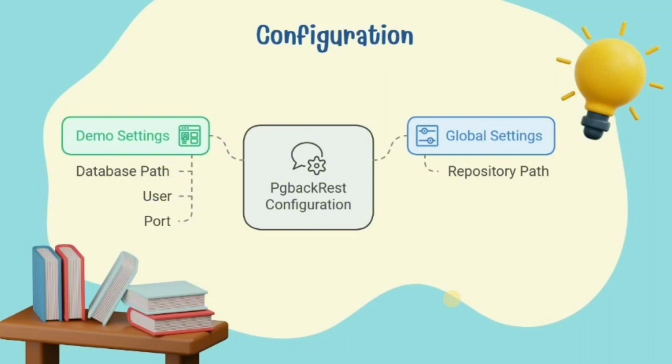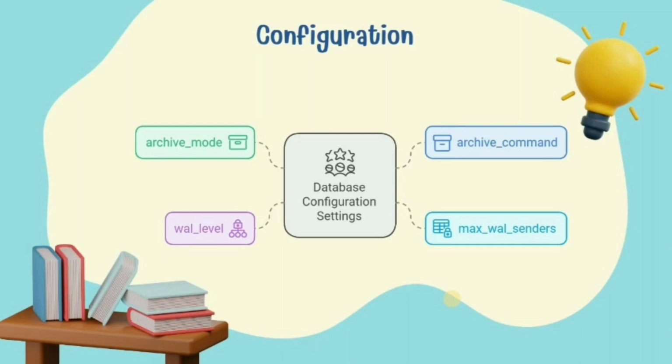Next one is the path of the database, user and port. For each stanza you have to mention it, which is kind of like a local variable for that particular stanza. Next thing is we have to configure some parameters at the database level as well. By default in Postgres, archive mode is off. We need to enable it, set it to on, and set archive command to push into pgBackRest. And wal_level we have to modify to replica, and max_wal_senders also we need to set.